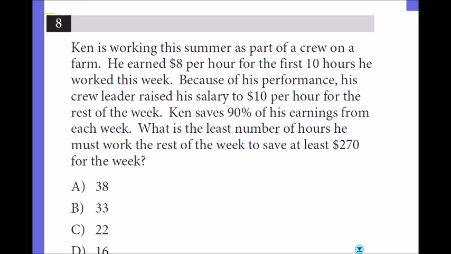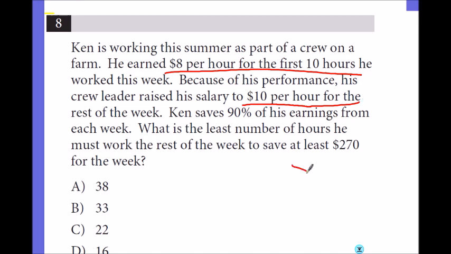Ken is working this summer as part of a crew on the farm. He earned $8 per hour for the first 10 hours he worked this week. Because of his performance, his crew leader raised his salary to $10 per hour for the rest of the week. Ken saves 90% of his earnings from each week. What is the least number of hours he must work the rest of the week to save at least $270?